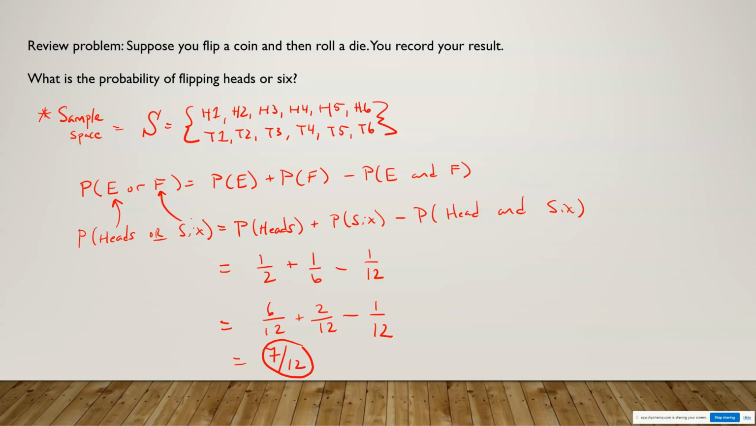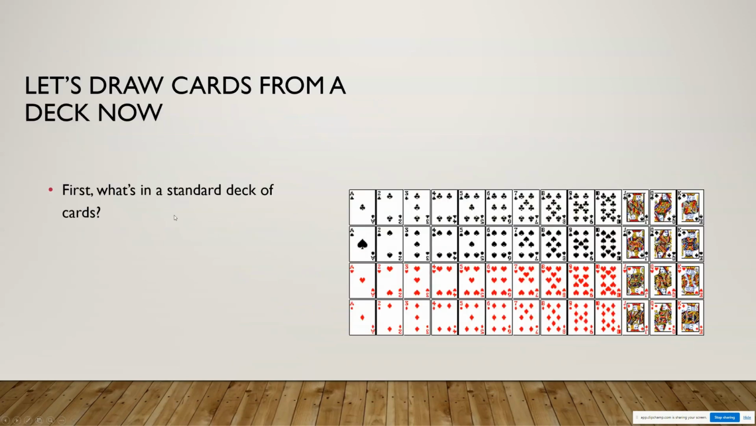All right, let's do one more quick example talking about drawing cards from a deck of cards. First off, what's in a standard deck of cards, just so we're clear? There's 52 total cards. There's the clubs, the spades, the hearts, and the diamonds. And then there are 4 suits. And then each suit contains the same 13 cards. An ace, a 2, 3, 4, 5, 6, 7, 8, 9, 10, then a jack, a queen, and a king.